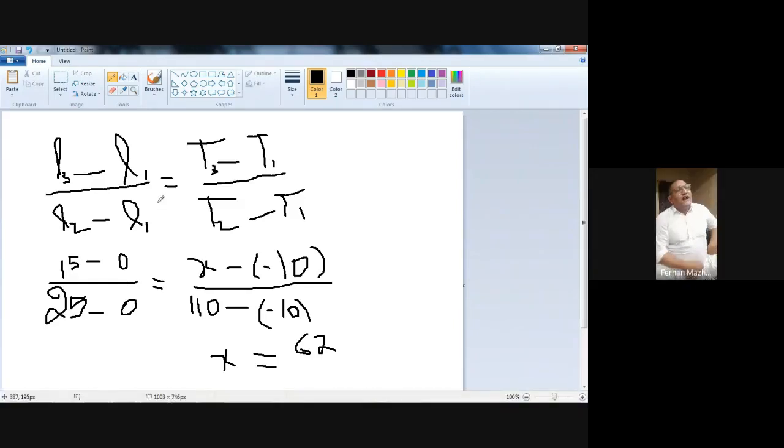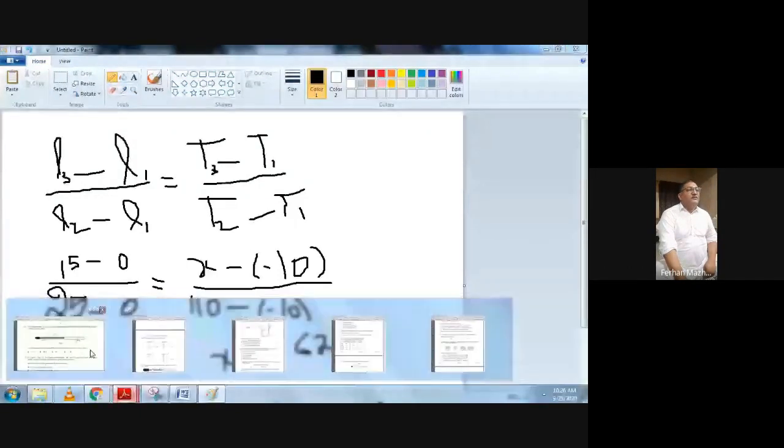You can use that formula, but you see, in that formula, instead of T3, we just write theta. And T1, we already know it's 0, and T2 is 100. So that's why we only write theta by 100. But here the T1 was minus 10, and the T2 was not 100, it was 110. So that's why it's better to use this form. Okay? Yes, sir. Clear. Okay. So let's move to the next one.